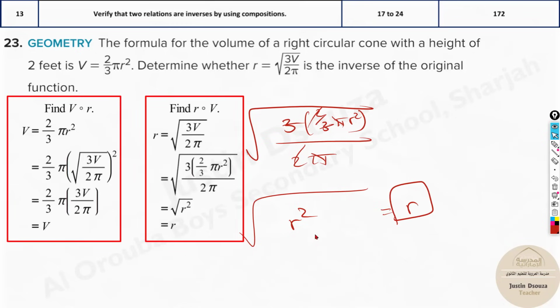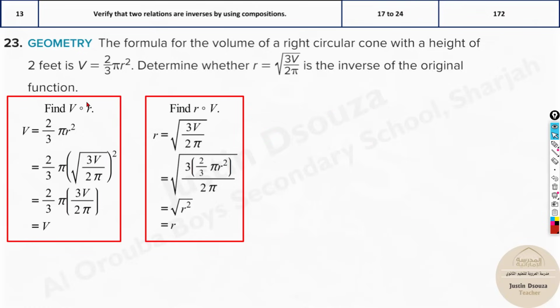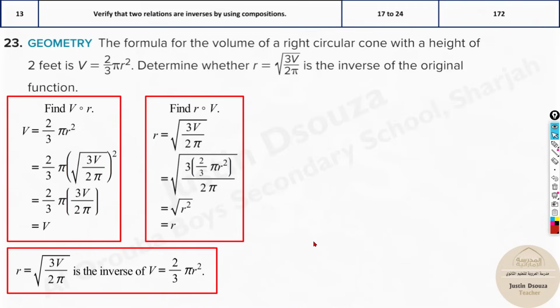You can see here, this is how we get it. So first we find the V composition. The formula was V, but we are finding V composition of r first and then r composition of V. We are both getting the single variable. So yes, they are inverses of each other.